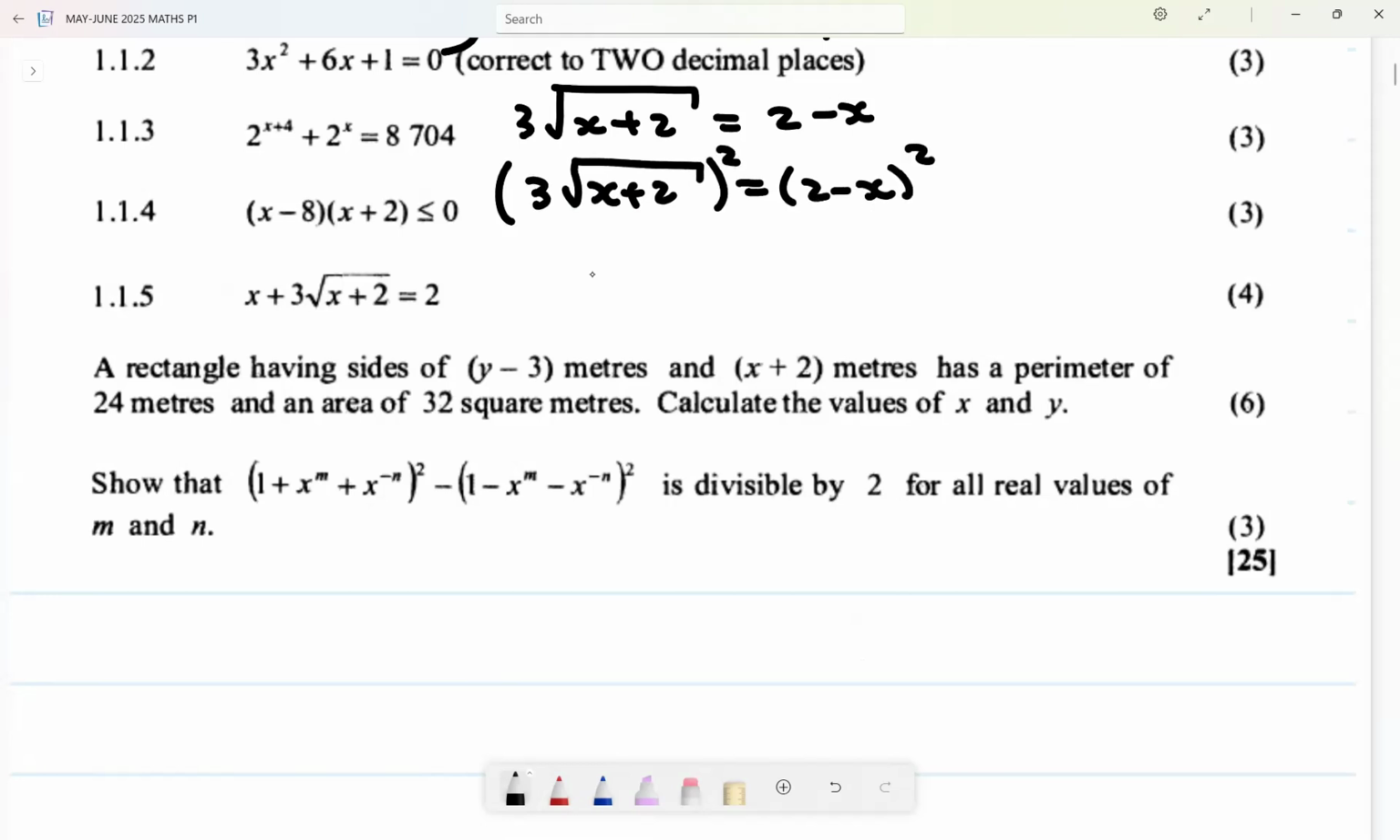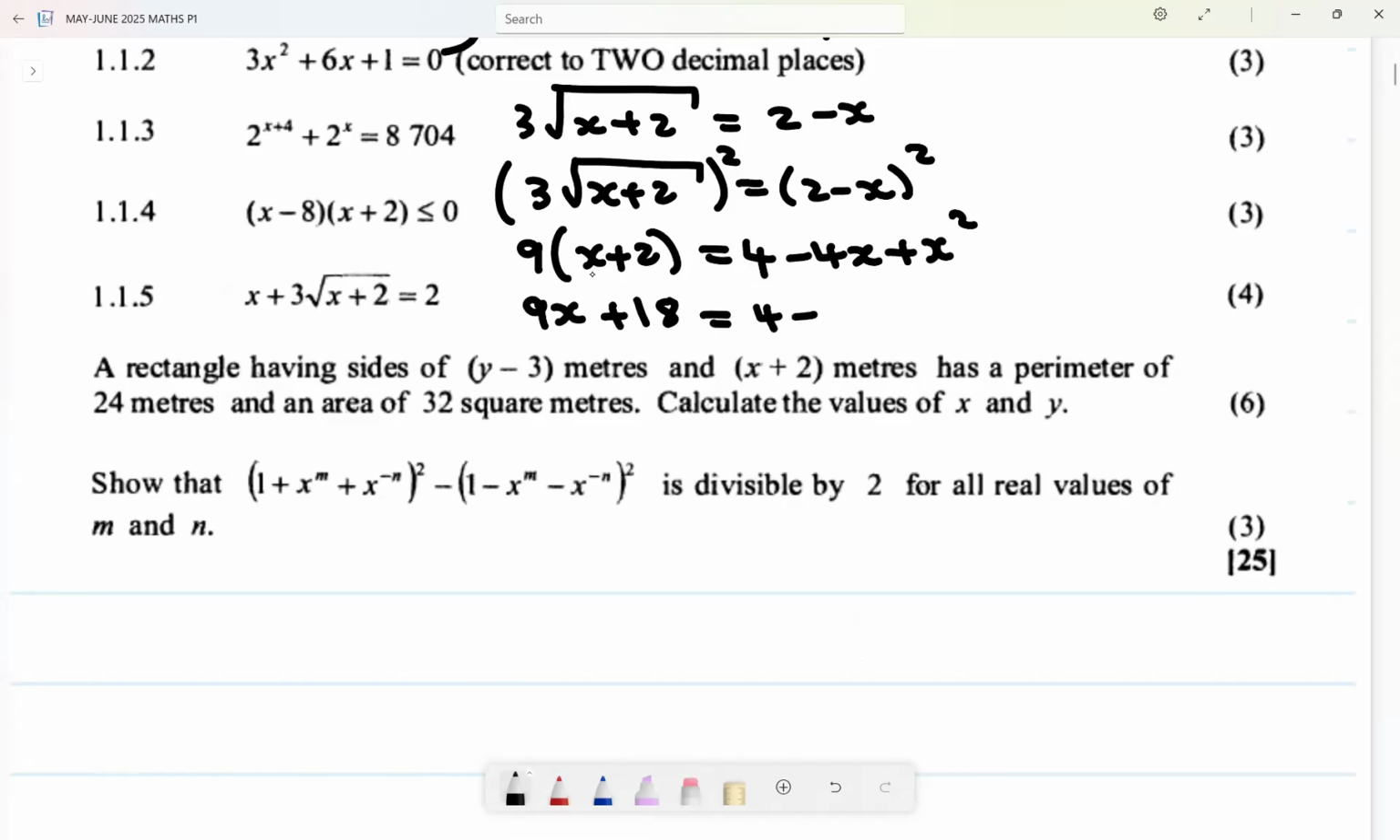When you square, it's going to be 3 squared, guys. 3 squared is going to be 9. And then this one, square root of x plus 2 squared, is going to be just x plus 2. You put a bracket like that. It is equal to 2 squared, it's going to be 4. 2 multiplied by negative x multiplied by this one is negative 4x. Negative x squared is going to be plus x squared. And then I can become a mathematician and say this is 9x plus 18, equal to 4 minus 4x plus x squared.